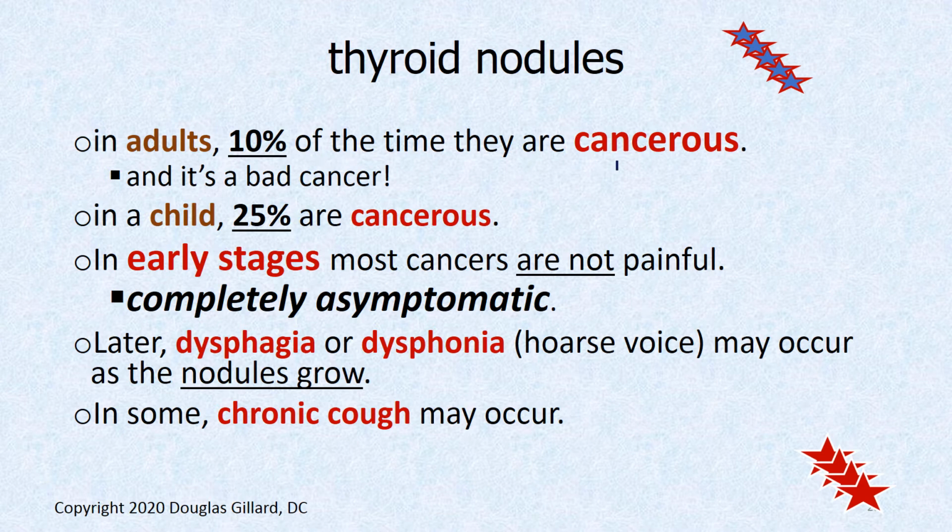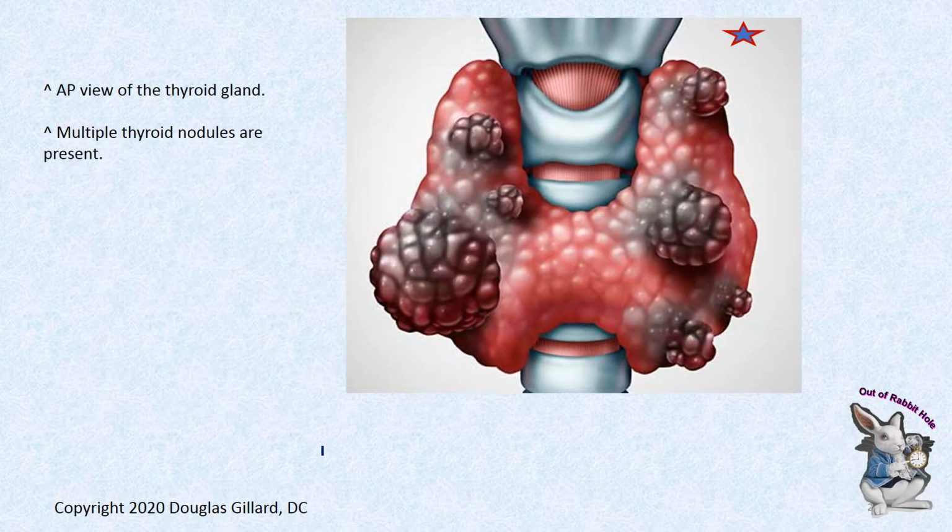Adults, 10% they're cancerous. And children, children should not have thyroid nodules. It's 25% chance of being cancerous. And they're completely asymptomatic, and that's a bad type of cancer to get. Usually it's caught when dysphagia and dysphonia occur, and that's not a good sign. Could cause chronic cough. I mean, that's when, if you're older, you have to go get this stuff checked out. Don't be an ostrich and stick your head in the dirt.